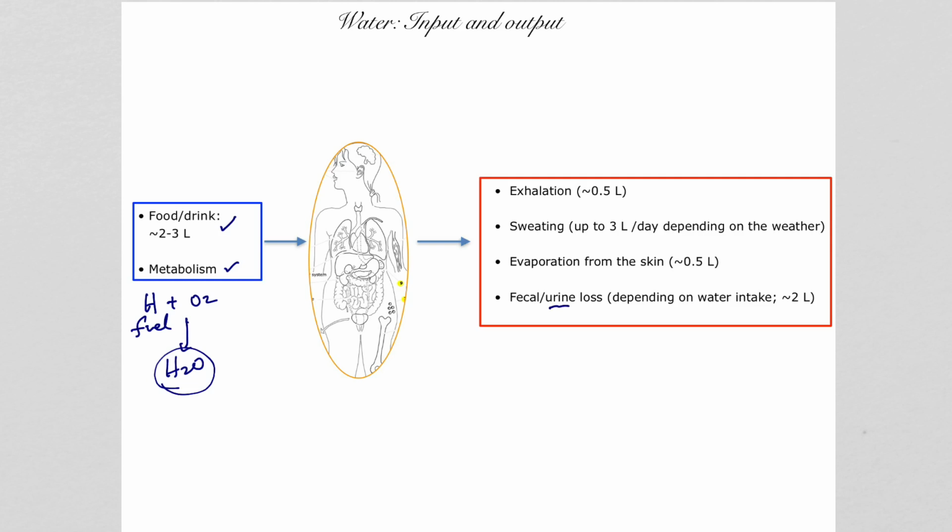Okay, and one of the best ways to get rid of water is through the kidneys. Okay, through the urine. But there are other ways of losing water: exhalation, sweating. You can see as much as 3 liters can be lost a day depending on the weather, and then evaporation from the skin. So these are all rough estimates. These values may change drastically for individuals under different physiological conditions. For example, an individual with a fever may lose more water than a healthy person due to the higher temperature that increases water evaporation from the skin surface.